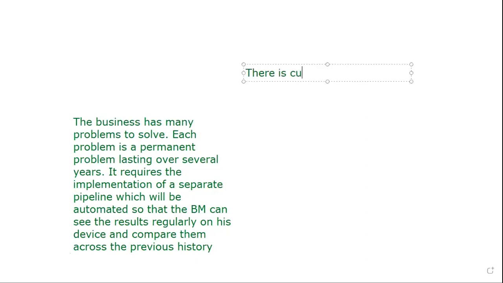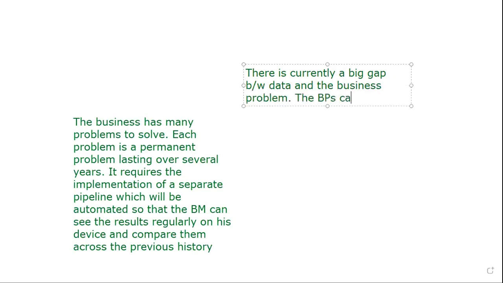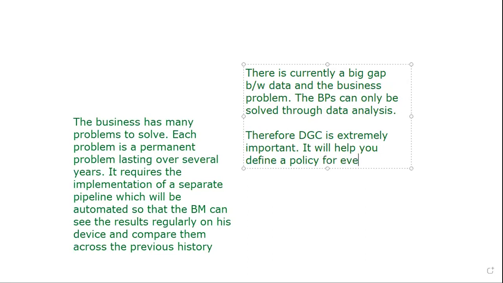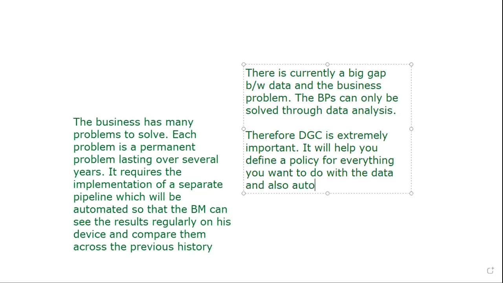There is currently a big gap between data and the business problems. That's the main problem. ठीक है, the business problems can only be solved through data analysis. सही है, therefore Data Governance Council is extremely important. सही है, it will help you define a policy for everything you want to do with the data and also automate it.